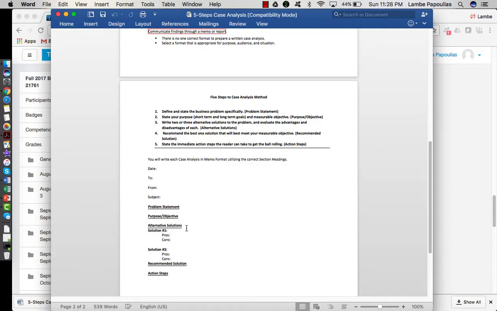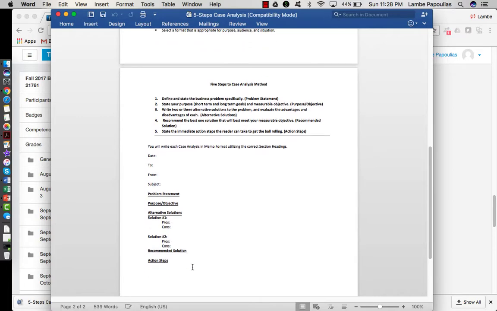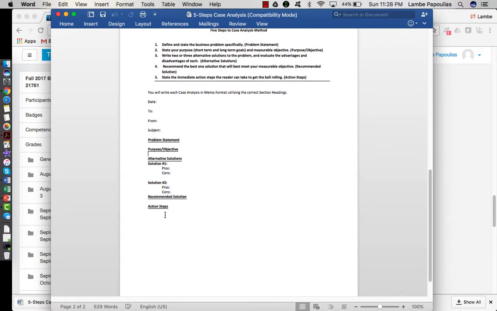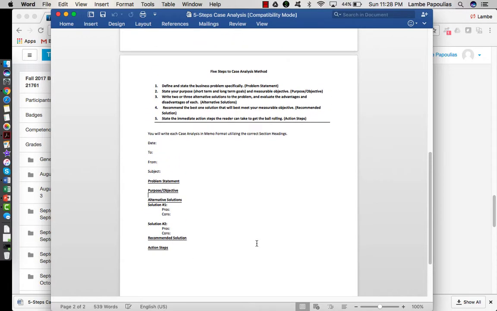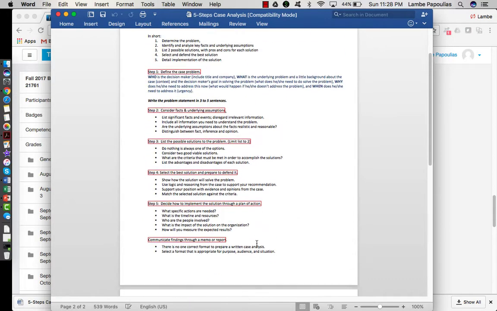Then you're going to have alternative solutions, solution 1 and solution 2, your recommended solution that you're moving forward with, and then the action steps that the company needs to take. I'm going to go ahead and put a few examples up on Titanium, especially once we start talking about more cases as well, so you can see what it looks like with format and content. So make sure you have a good idea of the case analysis approach and these 5 steps here.